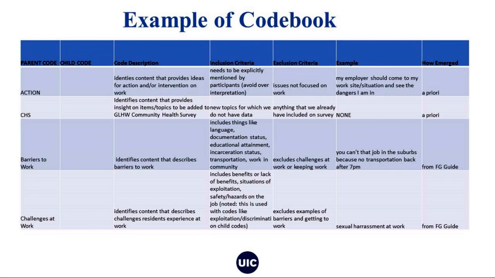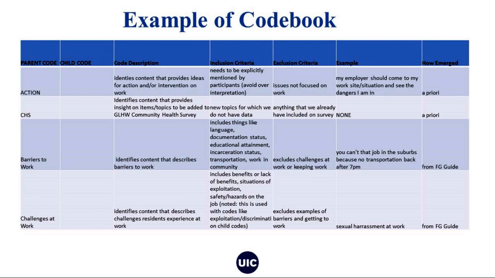An example is this code book that I excerpted from a much larger code book on my research with precarious work. The code is called Barriers to Work. This is a descriptive code. It's a very clean, clear code. It identifies something that describes barriers to work. Barriers include things like language, documentation status, educational attainment, incarceration, transportation, work in the community. So these actually could be, and in this study actually are, subcodes to the barriers to work.